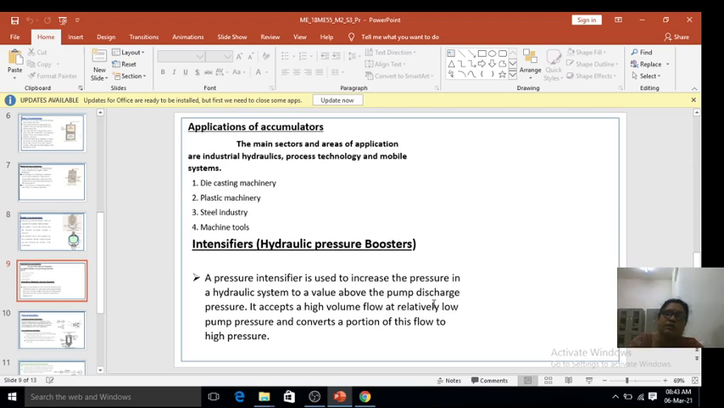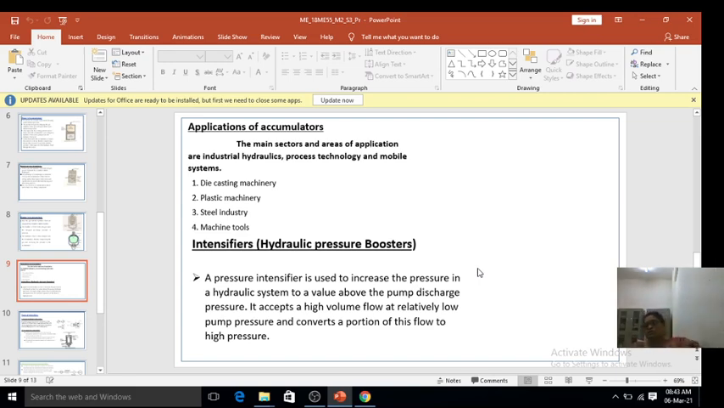When it comes to applications of accumulators, we are using accumulators in die casting machinery, plastic machinery, steel industry, machine tools, etc. Next topic is intensifier. These are also called hydraulic pressure boosters. These intensifiers are used to increase the pressure in a hydraulic system to a value above the pump discharge pressure.